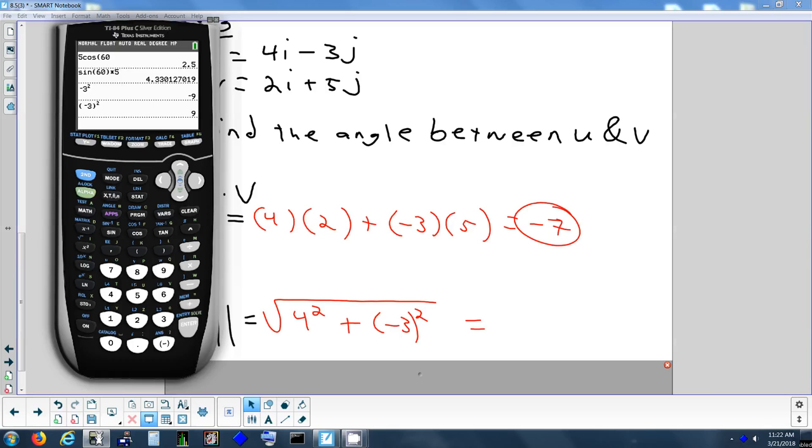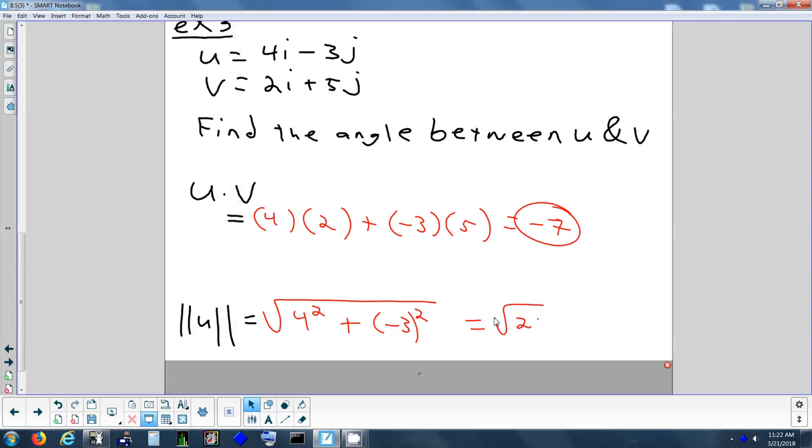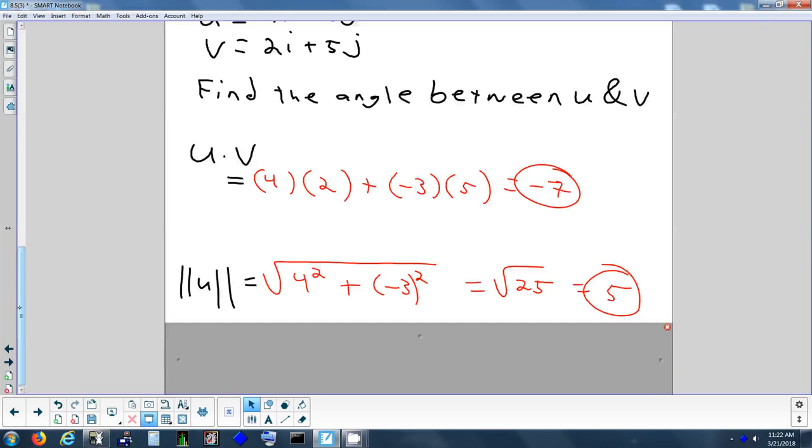So 16 plus 9 gives you square root of 25. Square root of 25, 5. Okay, so we get the dot product, we get the length of u. Last thing I need? Magnitude of u.